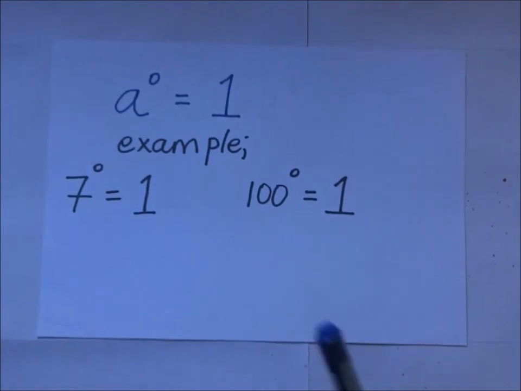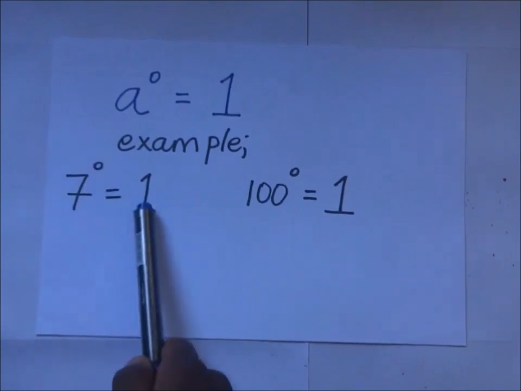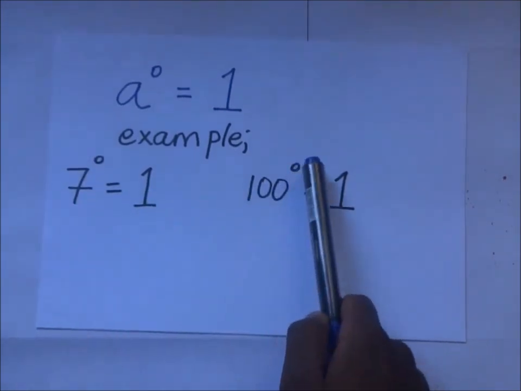Then there's another identity here that a to the power 0 is 1. Whether it's 1,000 to the power 0, or 1,000,000 to the power 0, or 20 to the power 0, any number to the power 0 is 1. 100 to the power 0 is 1.